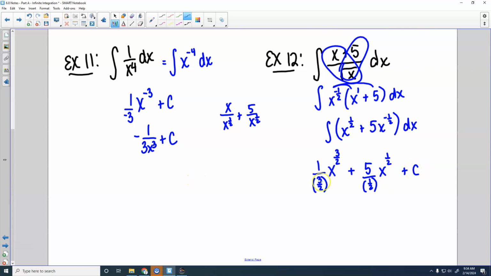So 1 over 3/2, we just did that a minute ago. We get 2/3 x to the 3/2. And then 5 times 2 over 1 is going to give us 10. Oh, that's a plus right there. 10x to the 1/2 plus c. Okay. All right, question.